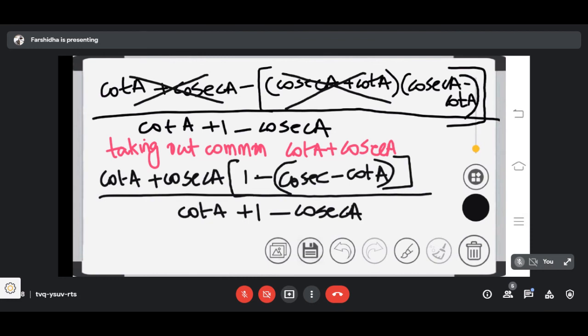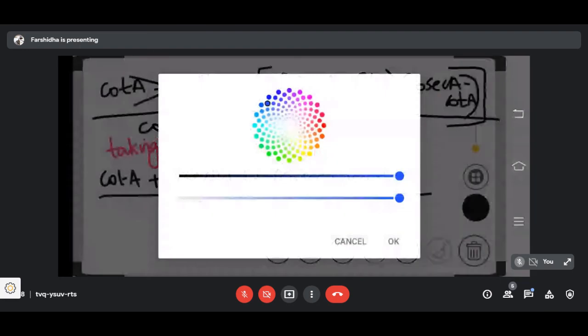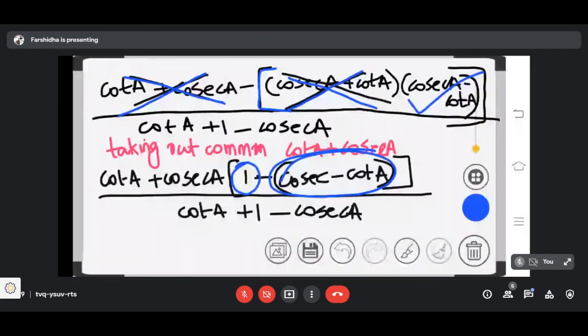Okay. In this step, we have just taken out the common term, that is cot A plus cosec A. So from here, what is remaining? Only 1 is there. Then minus, inside the bracket here, again we have taken cot A plus cosec A outside. So that is also cancelled. So what is remaining there? Only this one, cosec A minus cot A. That's what I have written here, cosec A minus cot A. And the denominator is the same thing. Write as it is.